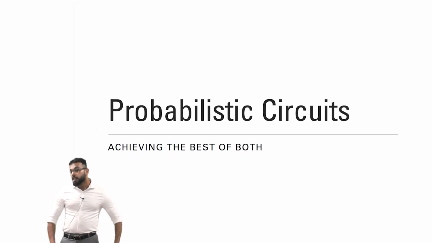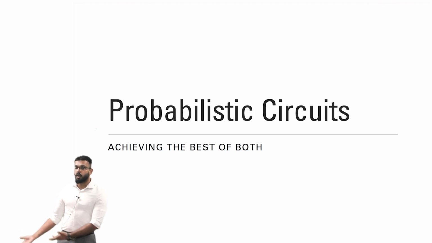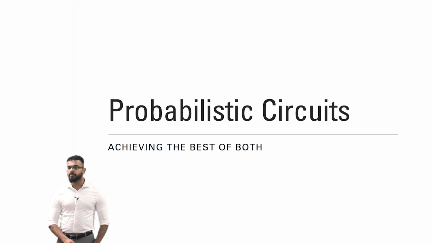So the question is, you need the tractability that things like Bayesian networks offer, even better tractability like tree Bayesian networks offer, but you also need the expressivity of your deep models, right? So how do you achieve the best of both worlds? That's sort of the question.